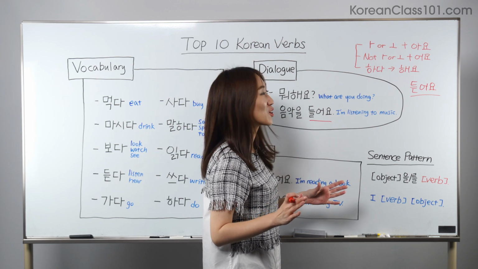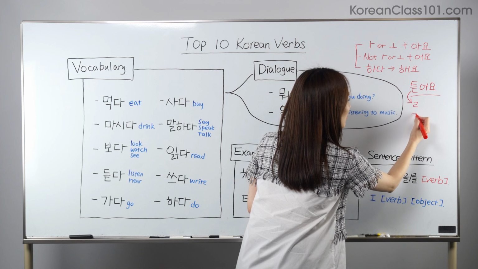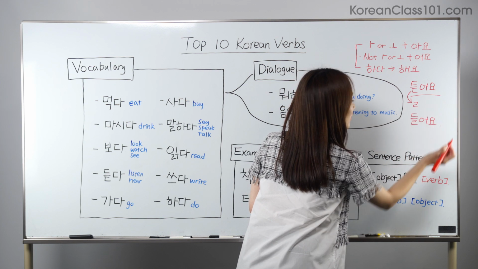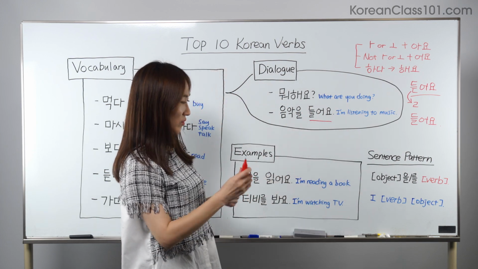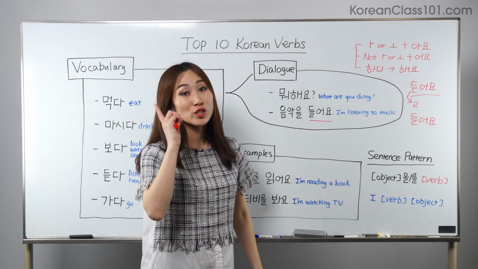It's an irregular verb. So this 디귿 becomes 리을. So it becomes 들어요. 음악을 들어요. 음악을 들어요 means I'm listening to music.